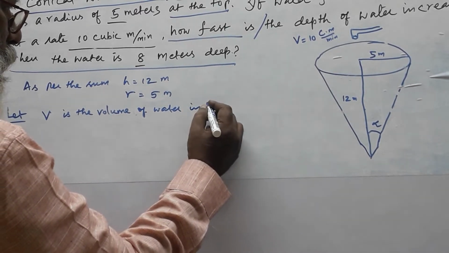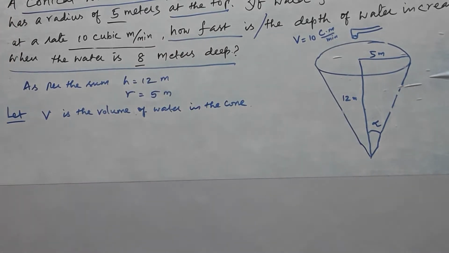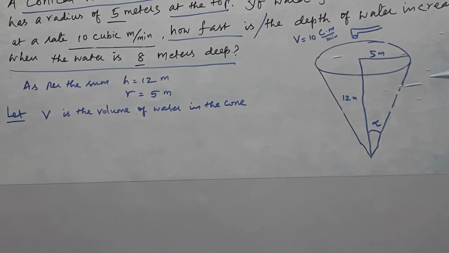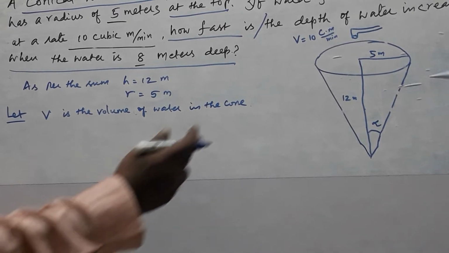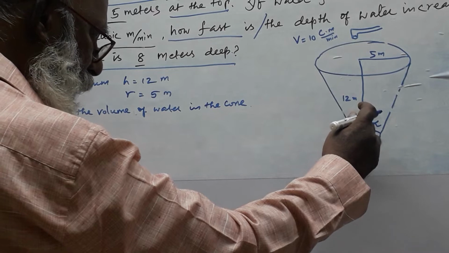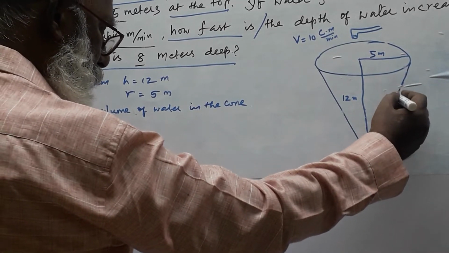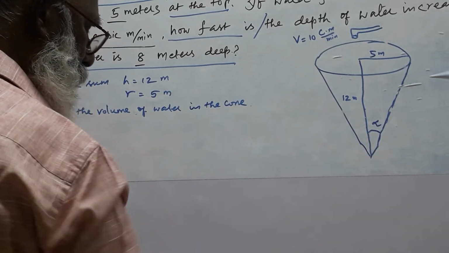Volume of the water in the cone, right? Then alpha is the angle between the vertex line and the adjoining wall line. This is the adjoining tank side.